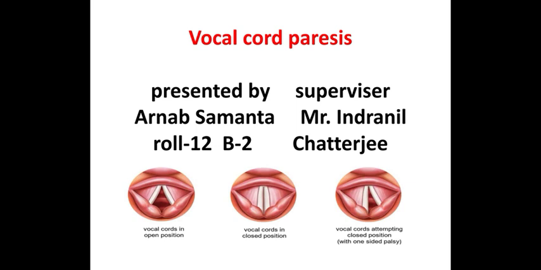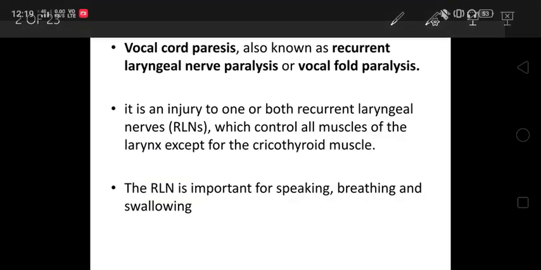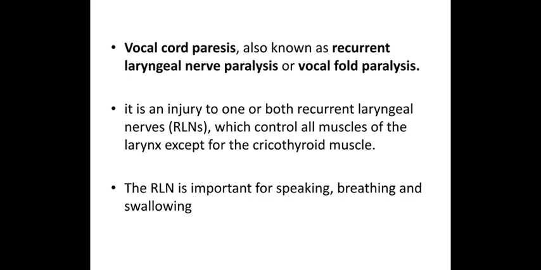I am going to present vocal cord paralysis under the supervision of Mr. Indranil Chatterjee. Vocal cord paralysis is also known as recurrent laryngeal nerve paralysis or vocal fold paralysis. It is an injury to one or both recurrent laryngeal nerves, which control all the muscles of the larynx except for the cricothyroid muscle. The RLN, that means recurrent laryngeal nerve, is important for speaking, breathing and swallowing.